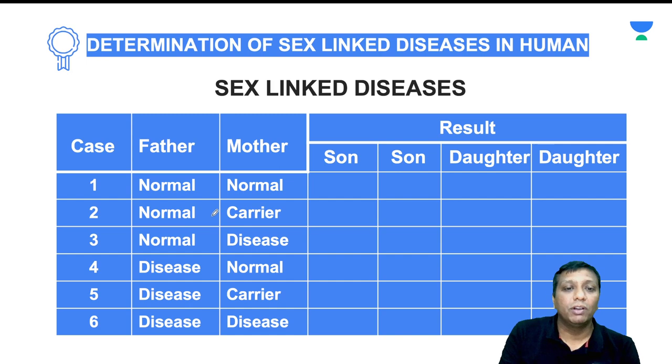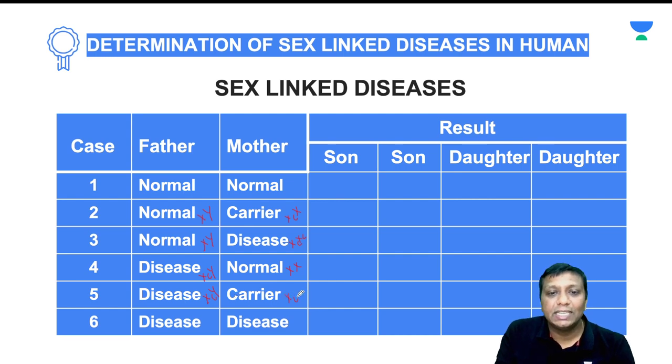The father normal means what? Father normal means XY. Mother carrier means XCX. Mother disease means XCXC. Father disease XCY. Mother normal XX. Father disease XCY, mother carrier XCX. Father disease XCY, mother disease XCXC.